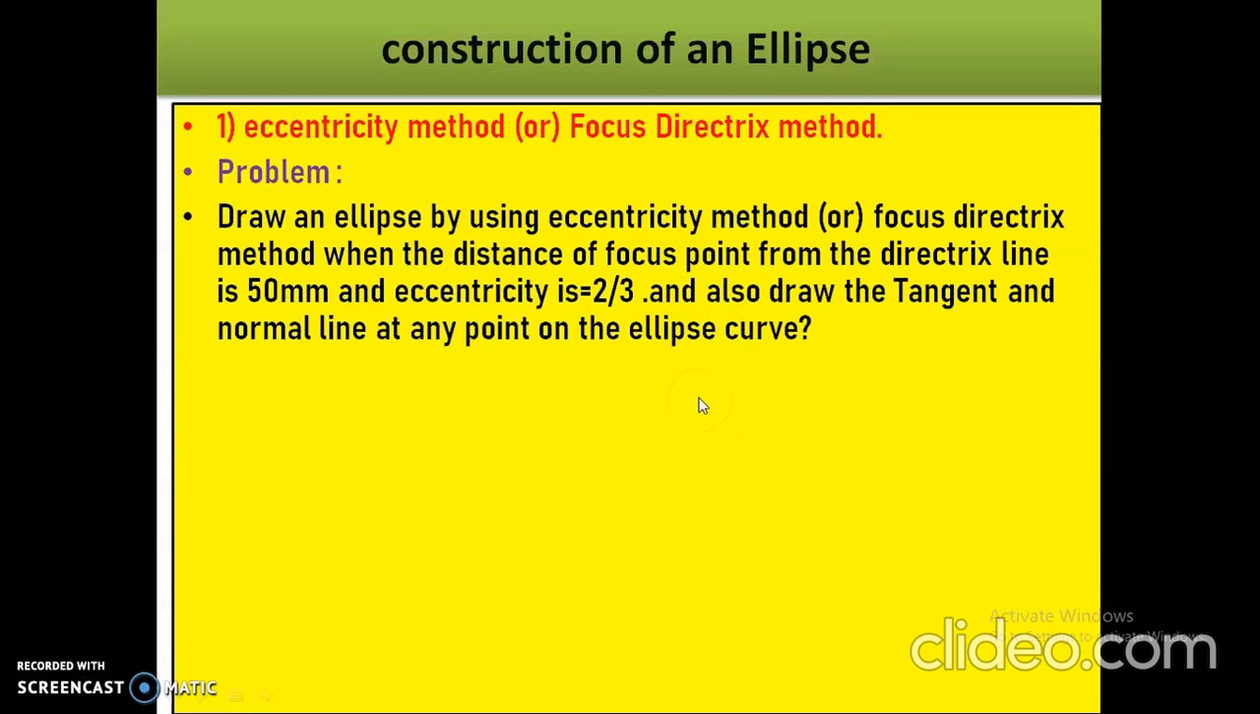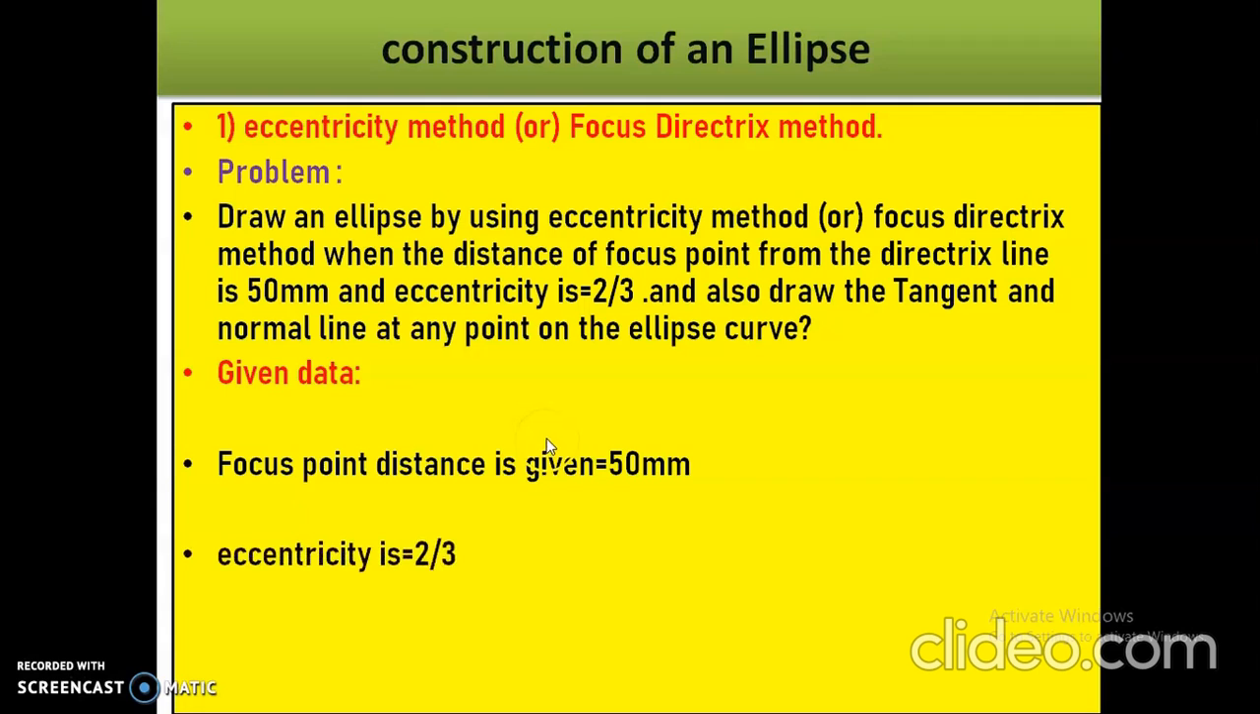So what is the given data? The focus point distance is given, that is 50 mm from the directrix line. And if you observe this problem, the eccentricity value is also given, that is 2/3. So the eccentricity, small e, is equal to 2/3. So this is the given data.